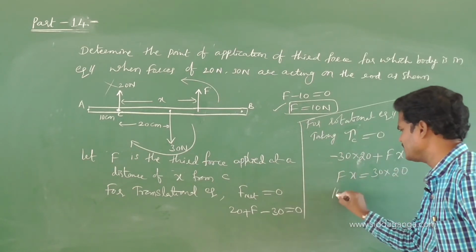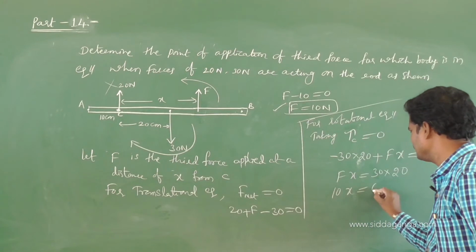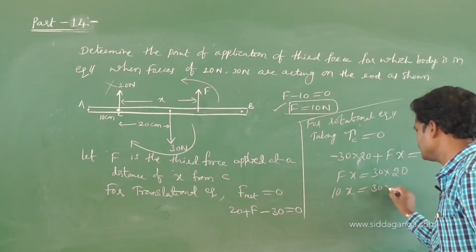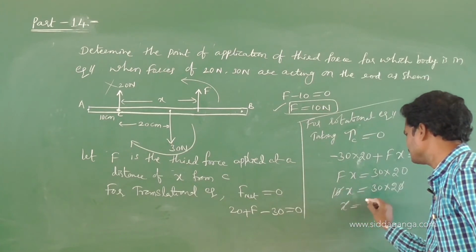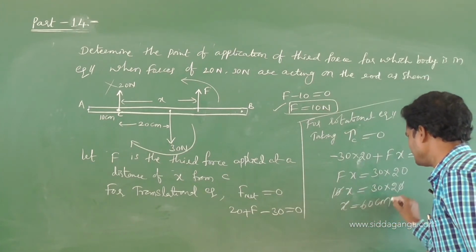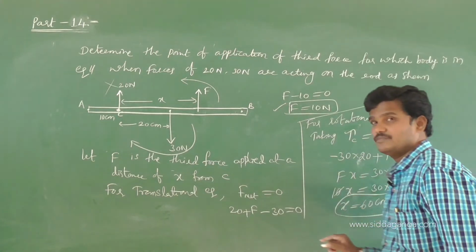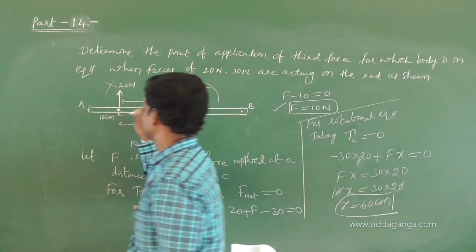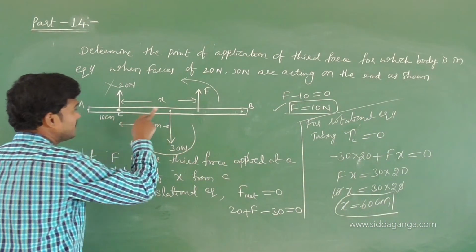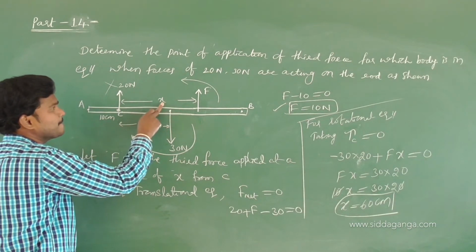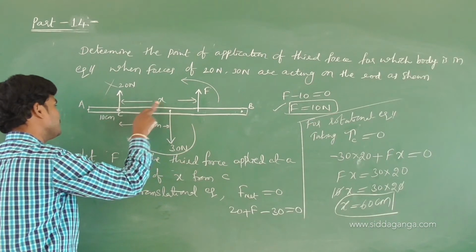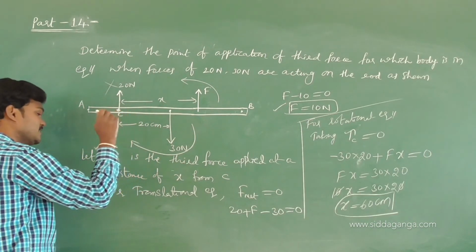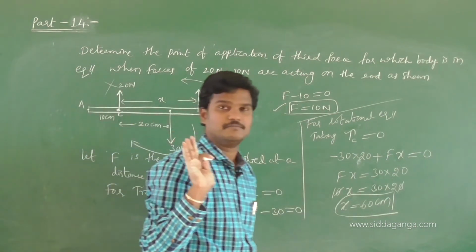What is F? 10. 10x equals 30 into 20. Then how much x? 60 centimeter. So x is how much? From C, if you apply 10 Newton force at a distance of 60 centimeter from C, then this rod is said to be in mechanical equilibrium.